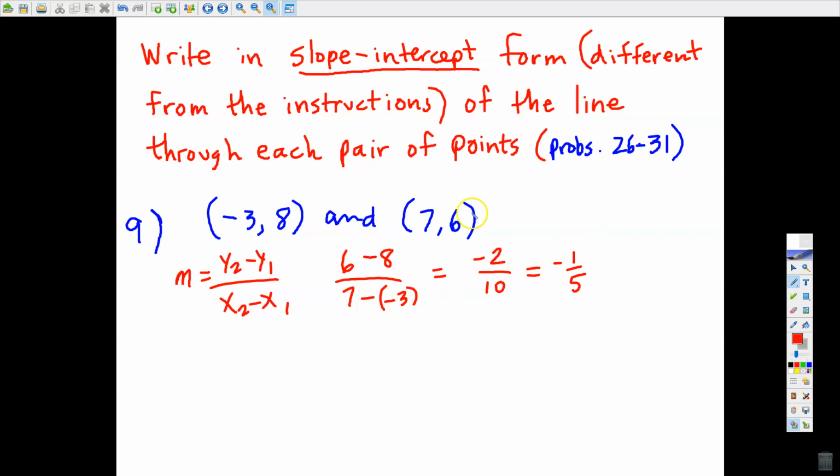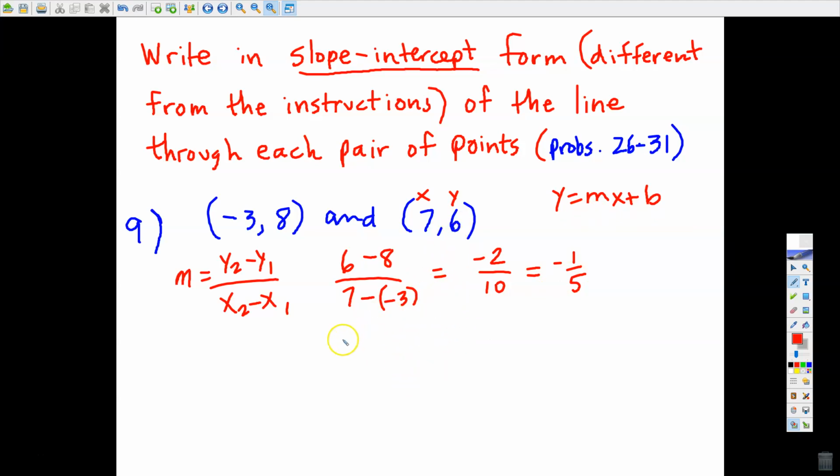And now I'm going to pick one of these points, just one. And again, I'm plugging into y equals mx plus b. The goal here, I know what m is now, but I have to find out what b is to complete the writing of this equation. So I'm going to pick one of these two ordered pairs, and I'm going to go with this one because most people like to stay away from negatives. And so I'm going to let 7 go in for x, and 6 go in for y, and -1/5 will go in for m, and then I'll be able to solve for b and complete all the parts that I need to write the equation.